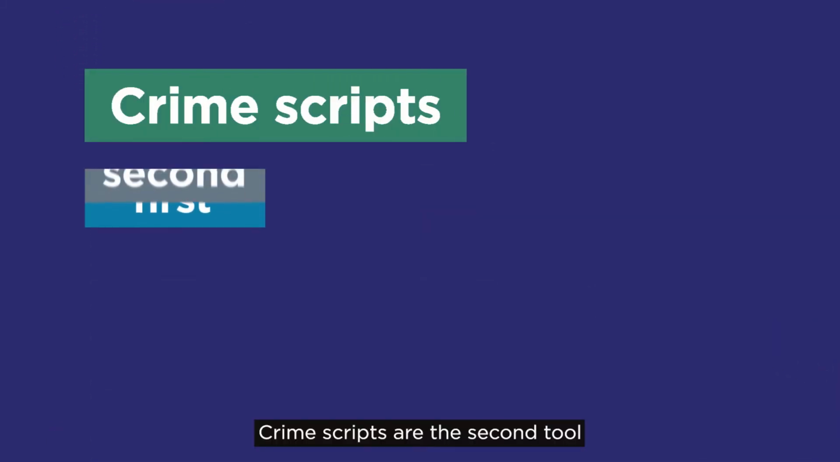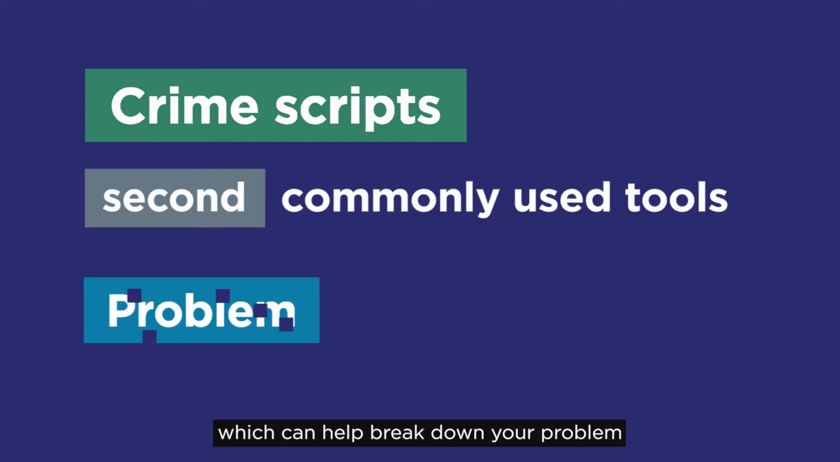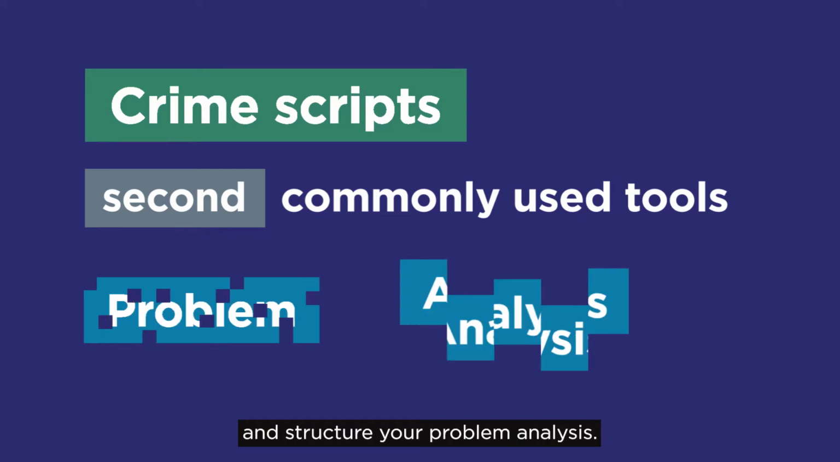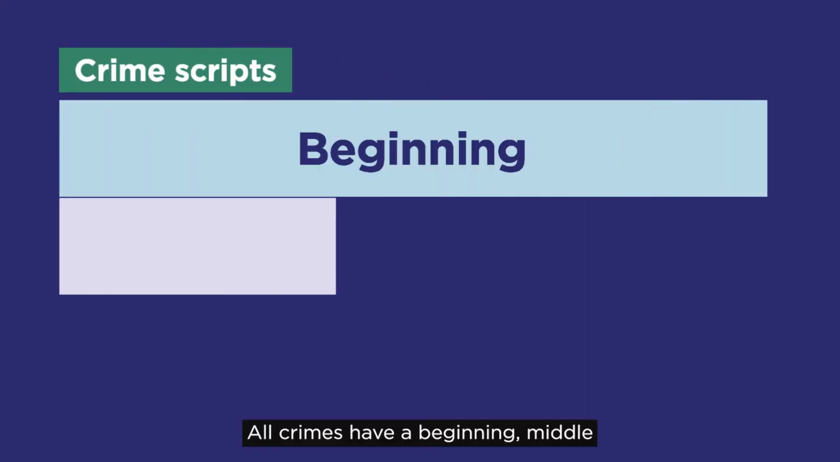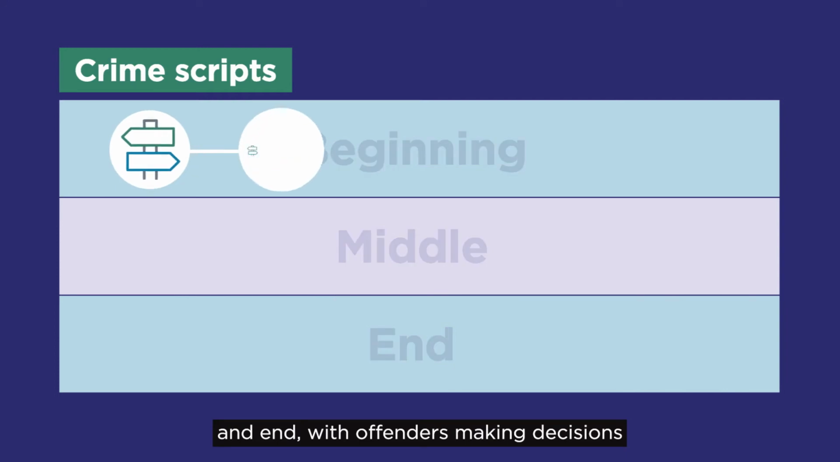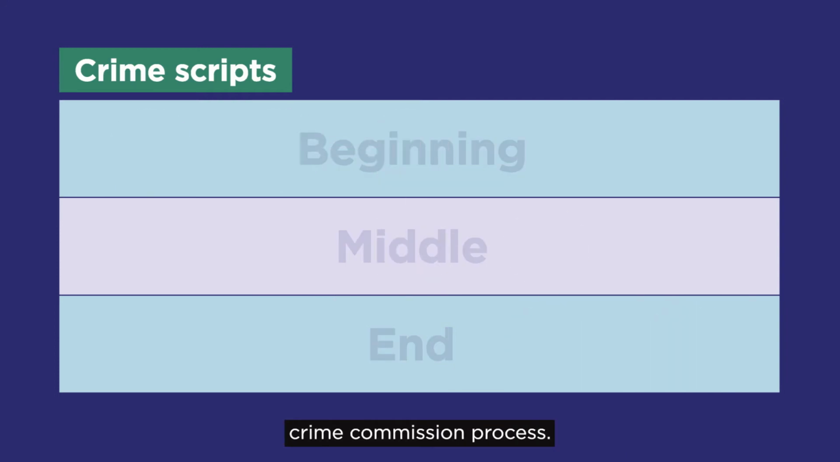Crime scripts are the second tool commonly used in problem solving, which can help break down your problem and structure your problem analysis. All crimes have a beginning, middle, and end, with offenders making decisions at different stages in the crime commission process.